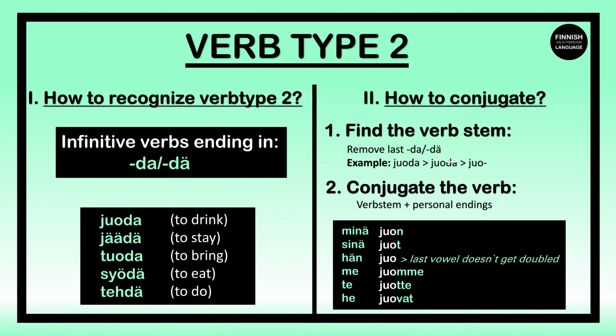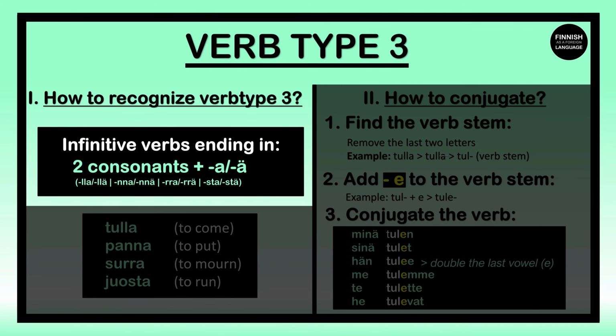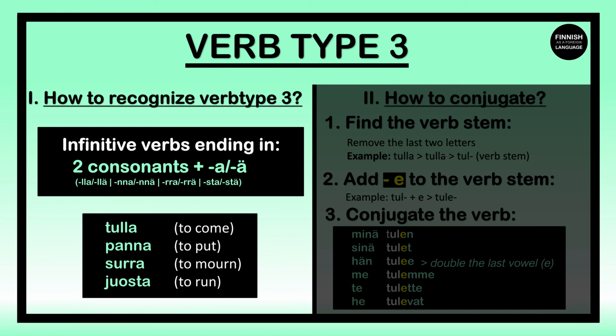Now we move on to verb type 3. How do we recognize the third verb type? If the infinitive verb is ending in 2 consonants plus either a or ä, then it belongs to verb type 3. Here we have some examples. Tulla, to come. Panna, to put. Surra, to mourn. And juosta, to run.